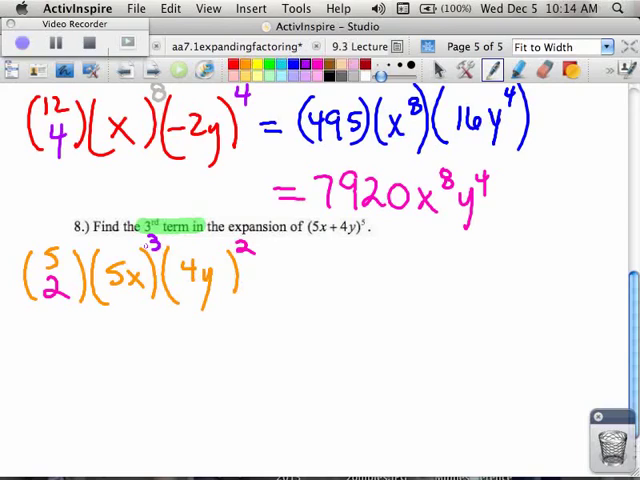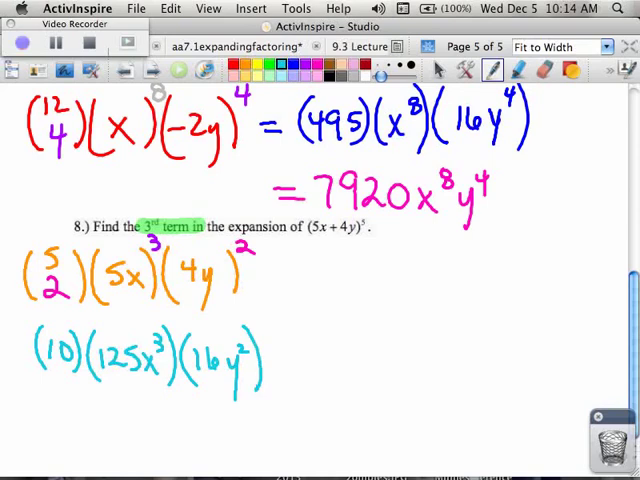And now I just expand what I see. So 5 choose 2 is 10. 5 to the 3rd power is 125. I have x cubed. In the last parentheses, 4 squared is 16. And I have y squared. And for my final answer, all I have to do is multiply that all out. I know that I'll end up with an x cubed y squared. And then I need to multiply 10 times, sorry, times 125 times 16. And hopefully we all got the same thing. I get 20,000. So the final answer is 20,000 x cubed y squared.